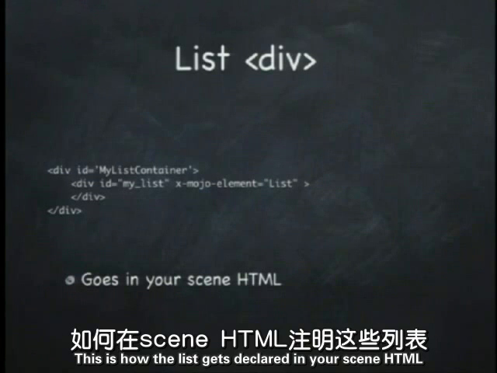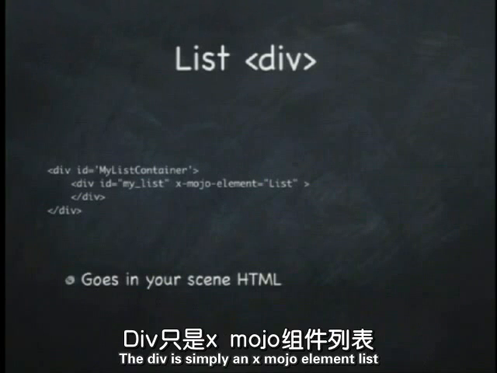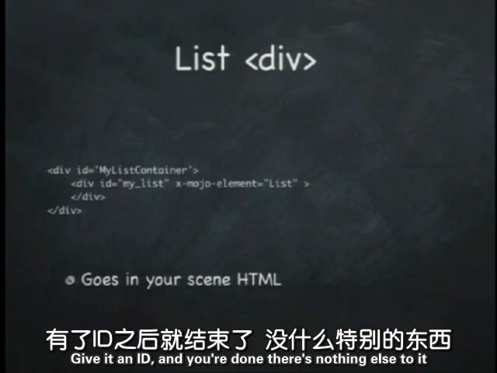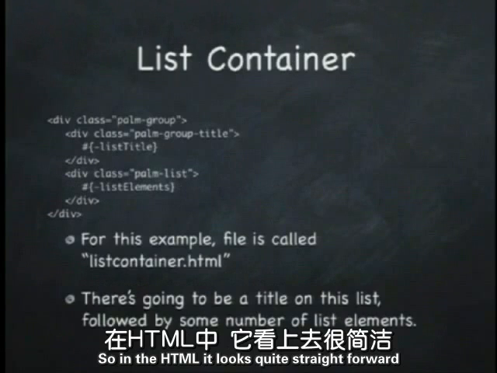This is how the list gets declared in your scene HTML. The div is simply a Xmojo element list. Given an ID, you're done. That's all there is to it. So in the HTML, it looks quite straightforward.